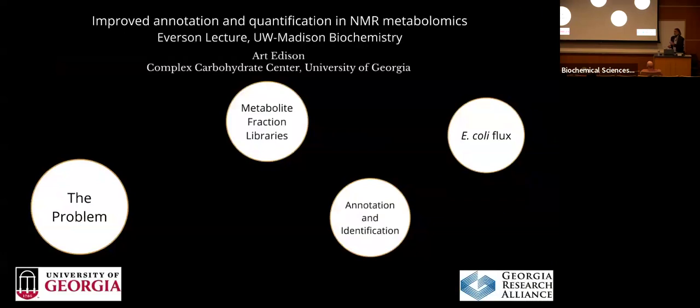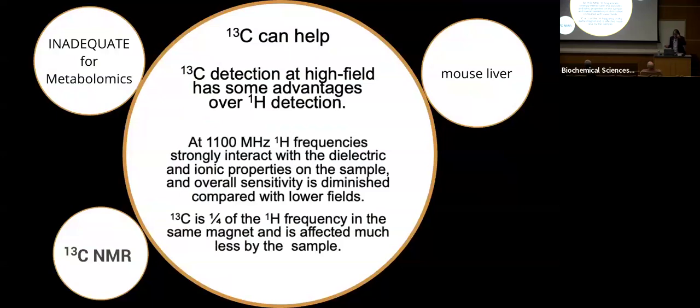I'm going to switch gears in the last little bit and tell you about carbon-13 NMR and how that can be used to improve quantification in NMR. And this will go faster than the first part. So C13 is a really great nucleus. If you haven't embraced it like I have, you should consider it, especially if you have a 1.1 gigahertz available. So C13 detection at high field has a lot of advantages.